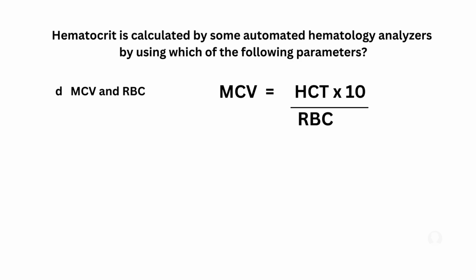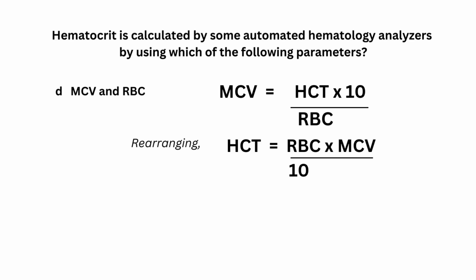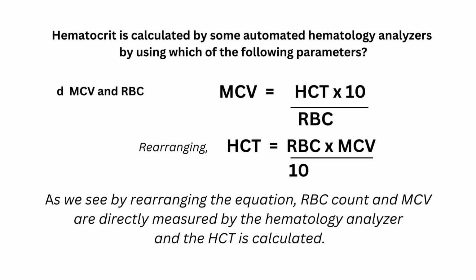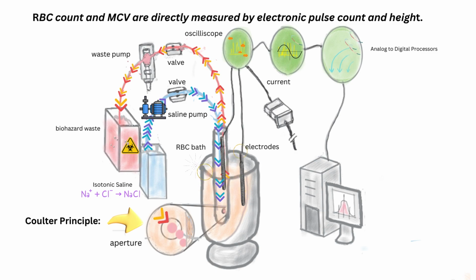This question is a little tricky because it requires our knowledge of the MCV equation and what is calculated and what is measured. By rearranging the equation following algebraic rule, we see that hematocrit is calculated from the RBC and MCV measurements. We remember from the last tutorial that RBC count and MCV are directly measured by the electronic pulse count and height, allowing hematocrit to be calculated.